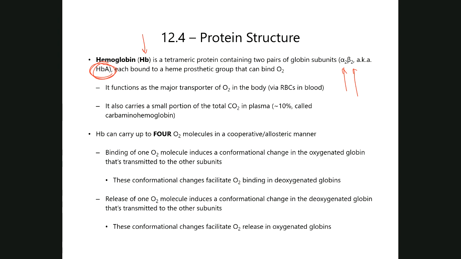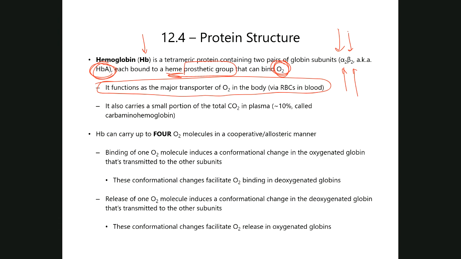So as we know, hemoglobin contains heme, which is the prosthetic group, and it's that prosthetic group that ultimately binds oxygen. So because there are four, two alphas and two betas, there are four heme molecules. There's one within each of the globin proteins. And there are four heme units within the whole protein. We're going to talk about that. So as we know, the function of hemoglobin is to serve as a transporter of oxygen in the blood.